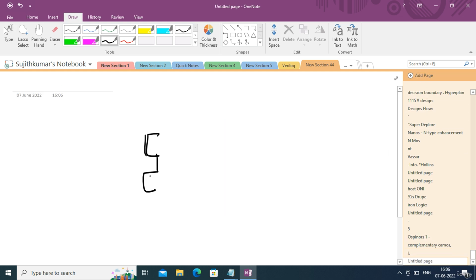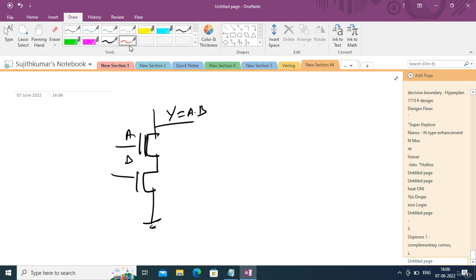In the pull-down network, you will have transistors in series like this. When you call this A and this B, whatever you are getting will be A and B. And one more thing you have to keep in mind is that this is inverting by default. That means in all complementary CMOS circuits you will get the output in the inverted form only. So this is inverted by default.